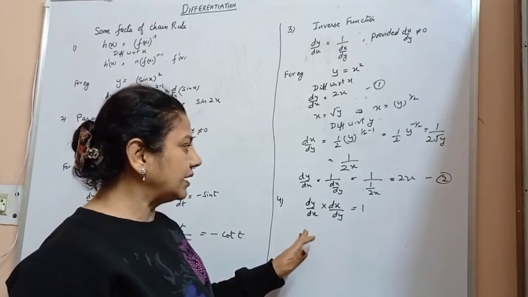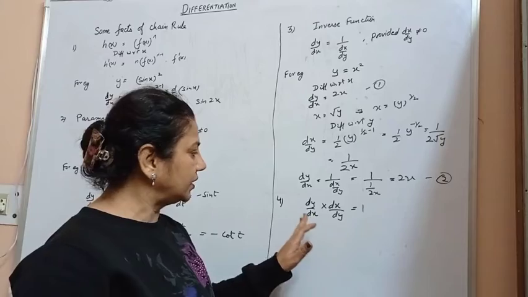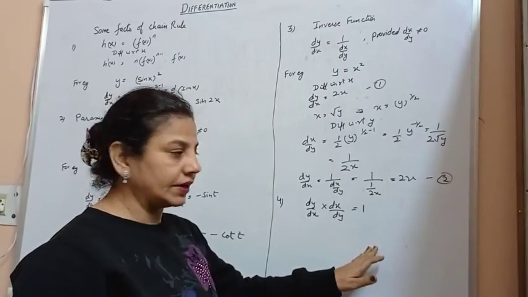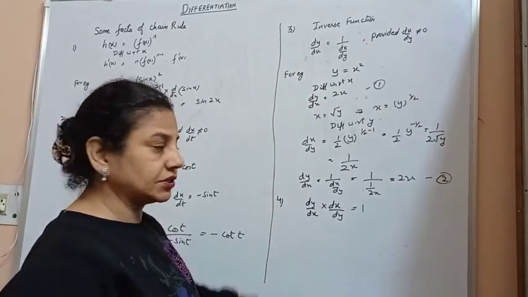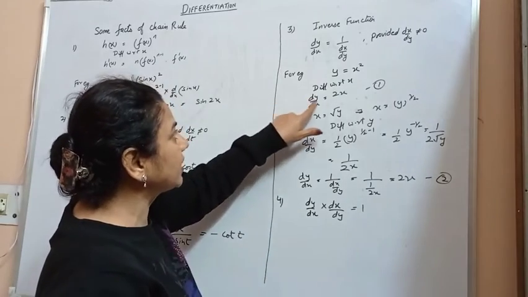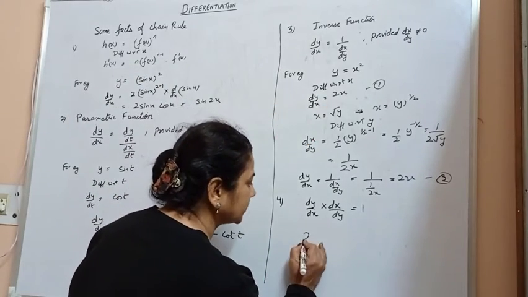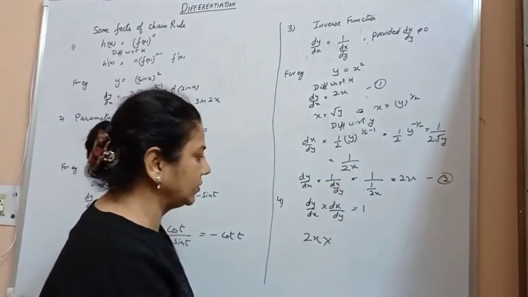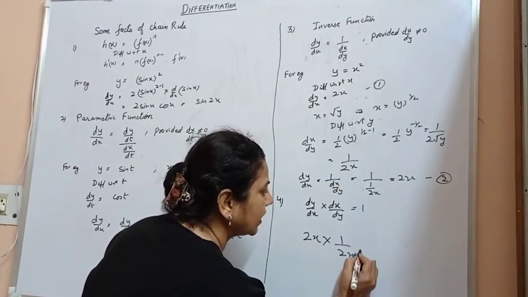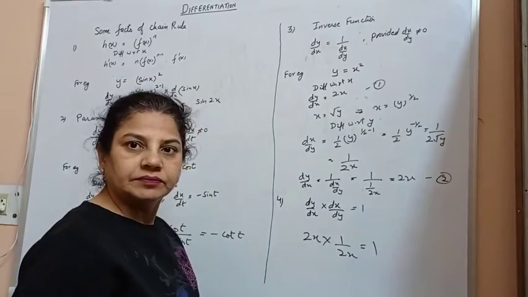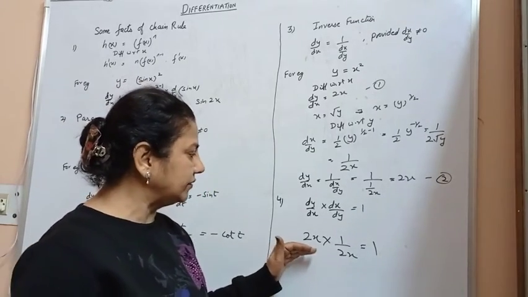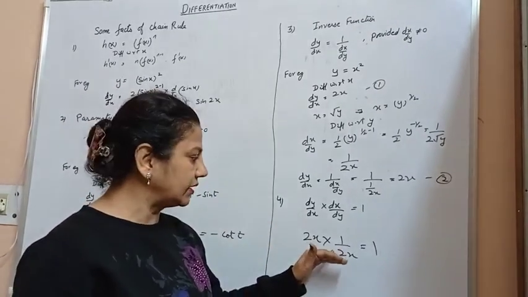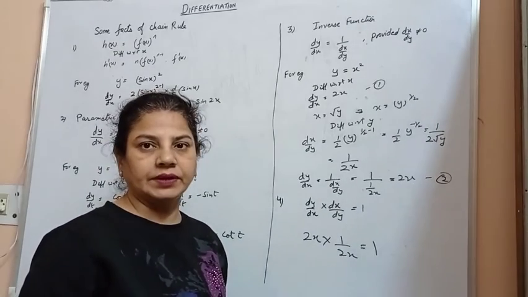And again, dy by dx into dx by dy is equal to 1. If I consider the same function, in this case dy by dx I have calculated as 2x. I substitute the value as 2x. Multiplying by dx by dy, which I calculated as 1 by 2x, I found the result as 1. So when we multiply dy by dx with the inverse function derivative 1 upon 2x, the result is 1.